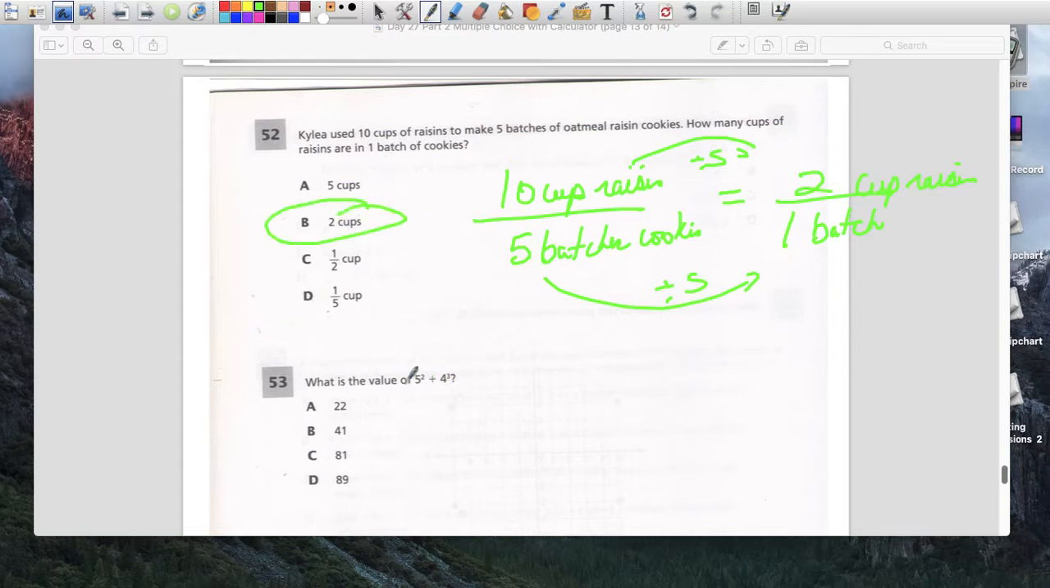Okay. What's the value of this expression? 5 to the second power is 25. 4 to the third power is 4 times 4 times 4, which is 64. That's going to give us 89, sorry.